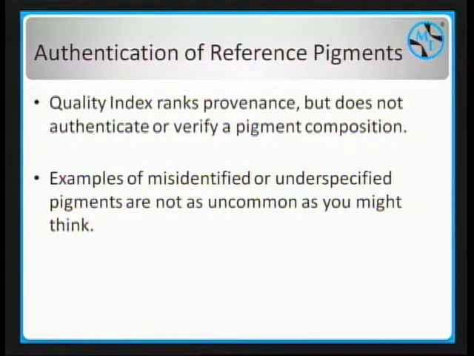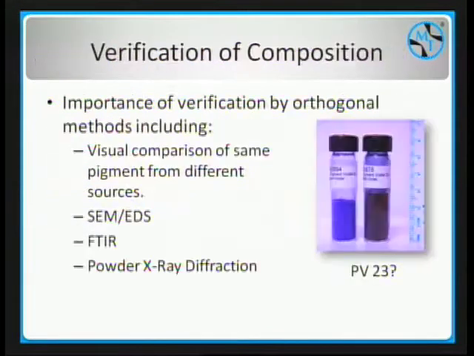Authentication or verification of reference pigments. The quality index gives us hopefully our best sample, but not always. And in looking at our data, when you're collecting Raman data, you want to make sure you know what you're actually looking at. So we looked at them. Here's a PV23 example. Two different samples, they were labeled the same, clearly different colors. What's the difference? Well, it turns out PV23 has different polymorphs, and we'll get into that in a minute.